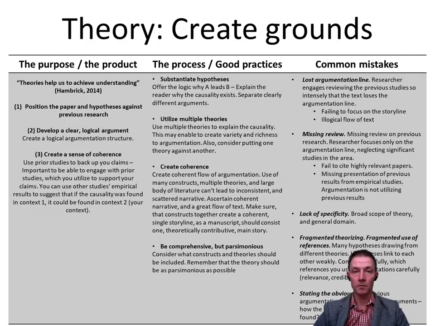So common mistakes: lost argumentation line. You engage in reviewing the previous studies without an argumentation line. So you review studies, but you are not building a lens. You're not building an argument. You're not building a lens. You're just doing a review. That's not the way to do it.